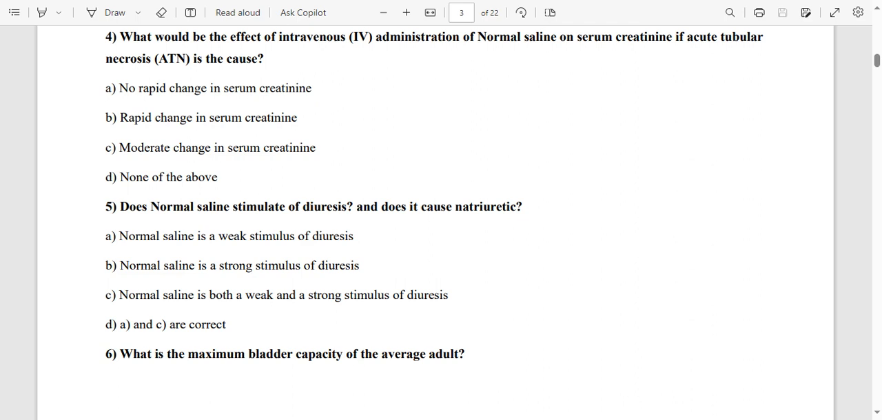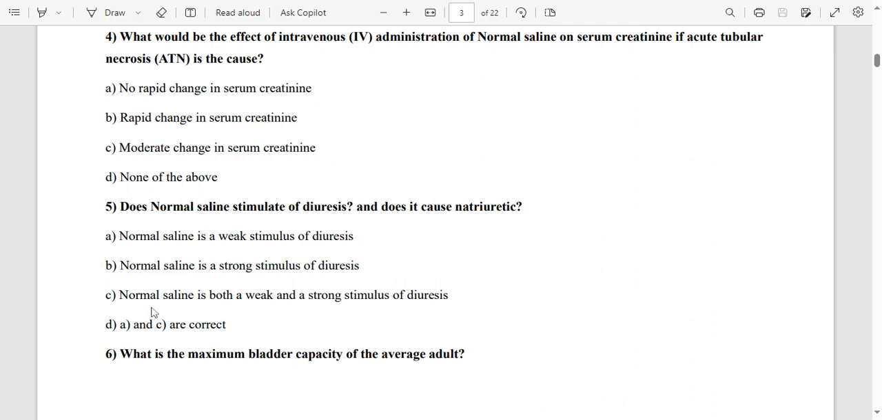So we can say normal saline is a weak stimulus of diuresis, and then B says normal saline is a strong stimulus. It's not a strong stimulus really. And then for C, normal saline is both a weak and strong stimulus of diuresis. That is just speaking against the statement. At the same time, you can't be both weak and strong. So the best we can choose here is option A. It's a weak stimulus.